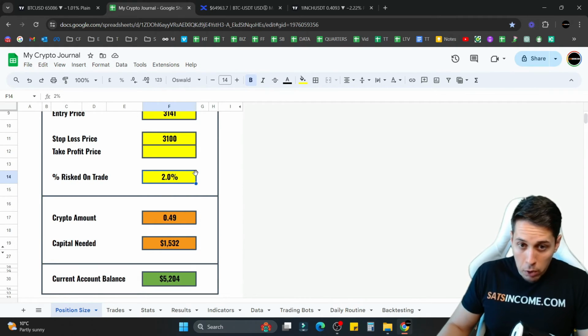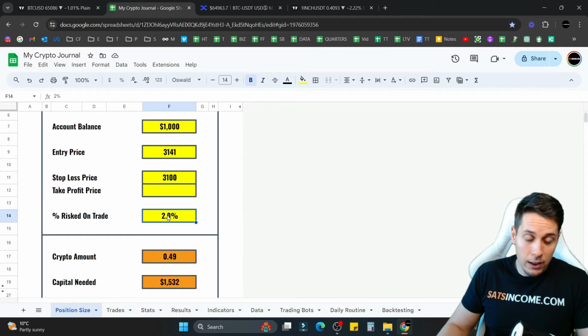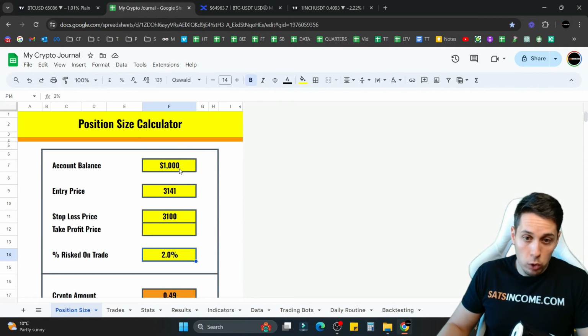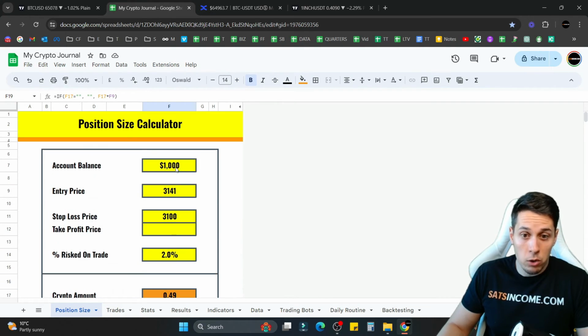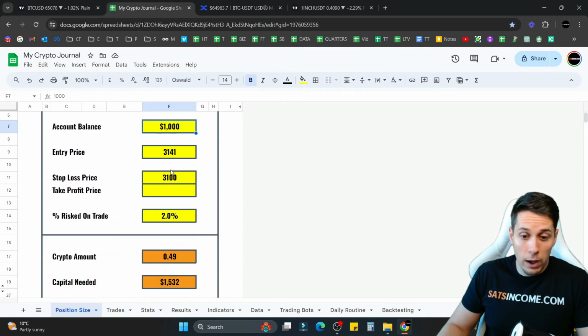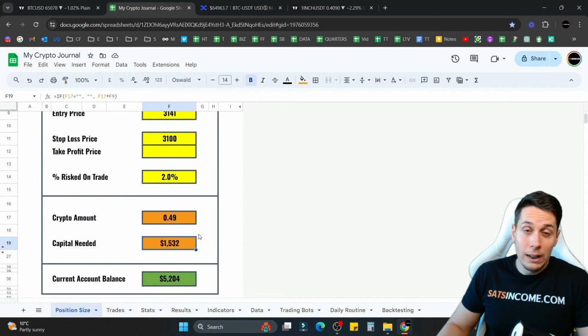Now again, it's important for you to understand that when I say you risk 2% of your account on a trade, it doesn't mean that you're gonna buy for 2%. What it means is that you're gonna risk 2%. So in this case, you're gonna have to buy Ethereum for $1,500, which is actually more than the money you have. So how do you do that? Well, leverage. You can borrow the rest of the money, this $500.